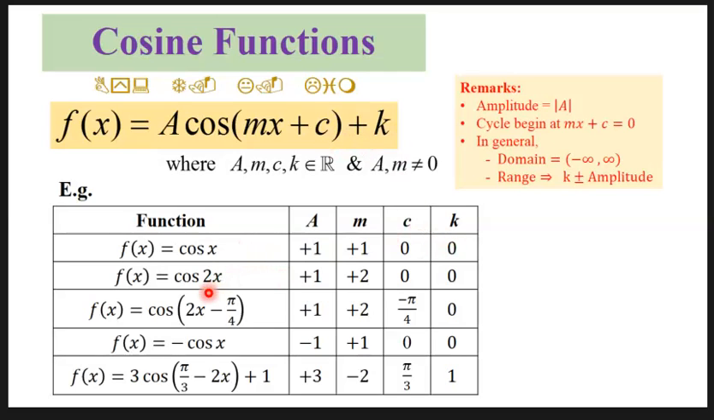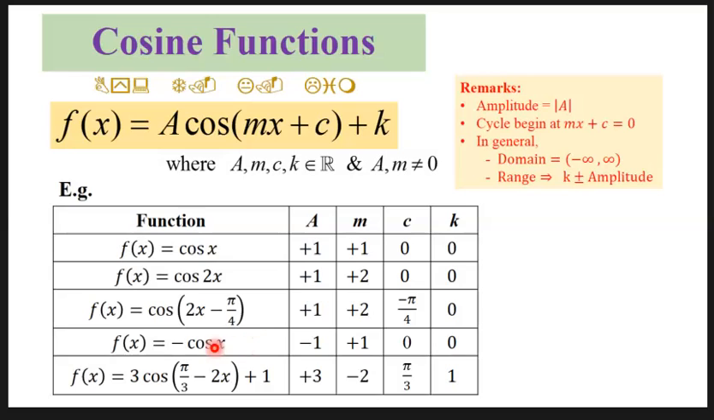The next example, cos 2x, compared to the previous one, the change is in the coefficient of x, which is the m value, changed to 2. c and k are still 0, and the coefficient of cos is still positive 1. For the third case, we have extra terms compared to the previous one, where we have minus pi over 4, which corresponds to the constant c.